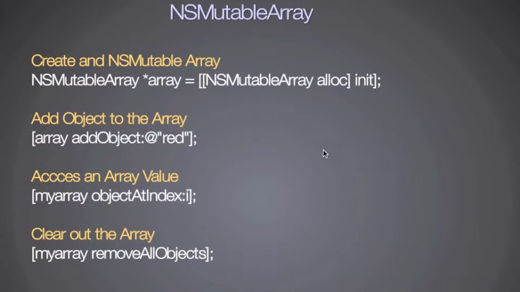Creating and populating an NSMutableArray. So you can see up here we're NSMutableArray alloc and init. To populate it, we can go array addObject, and then we're adding the first object. To access an array value, we can essentially use objectAtIndex again.